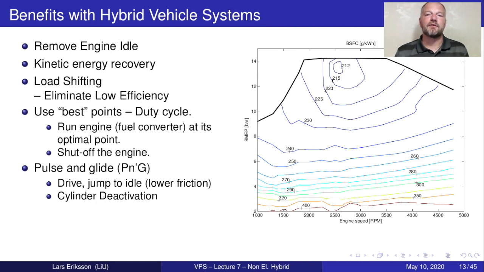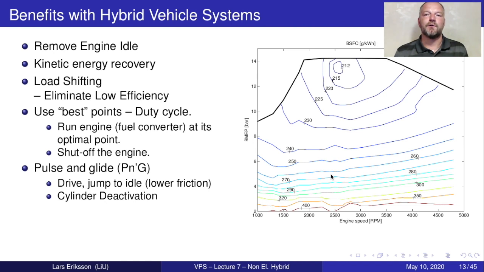One extreme case of this is cylinder deactivation, where, for example, a V8 engine has cylinders that can be turned off so that you use it as a 4-cylinder engine. That means that when we need to generate power, we have 4 cylinders working at higher loads than what the 8-cylinder engine would do.